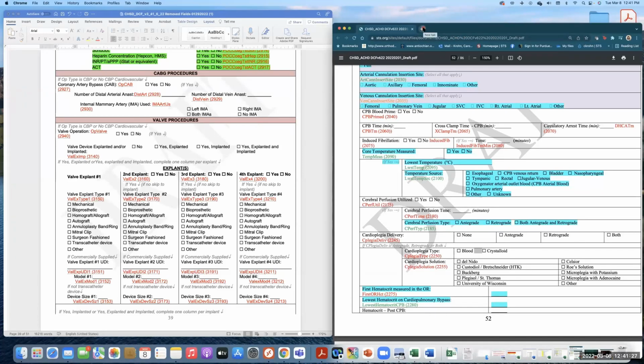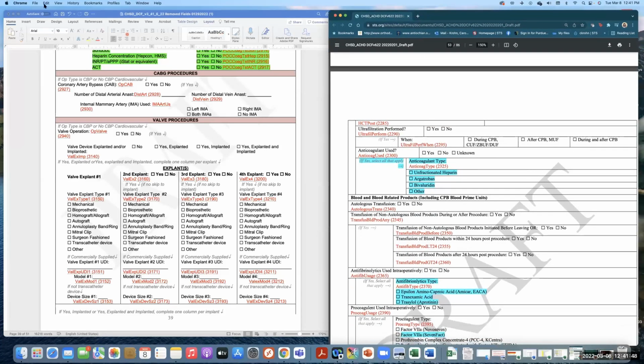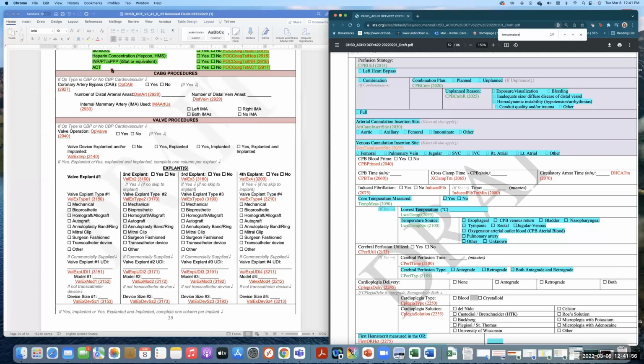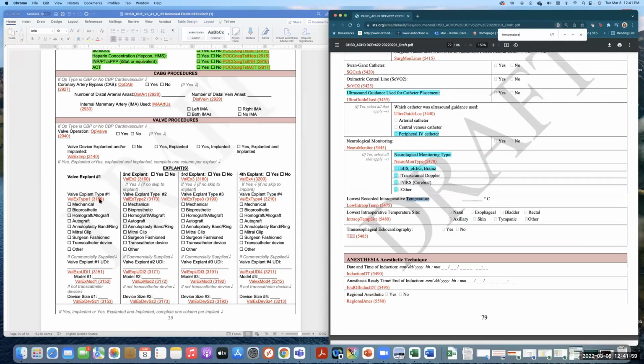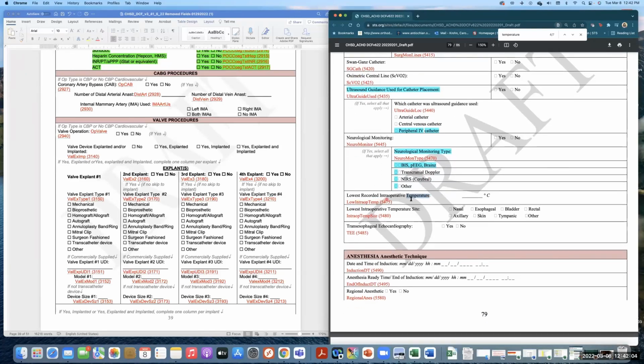The difference between this temperature and the temperature in the anesthesia section is that, let me pull that up. Let me show that field. So this is core temp measured, and then the temperature source and the lowest temperature. This is lowest core temperature. So let's go down to the anesthesia section. Hold on one second. I don't want to have to do all that scrolling. So this is the anesthesia, and we have the lowest recorded intra-op temperature.